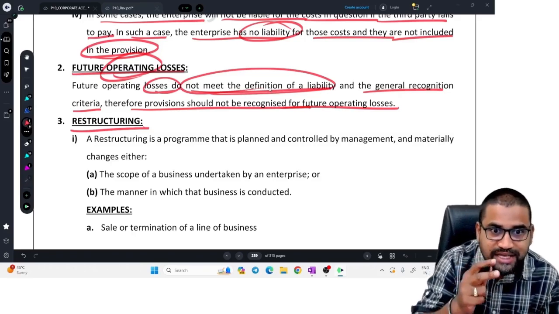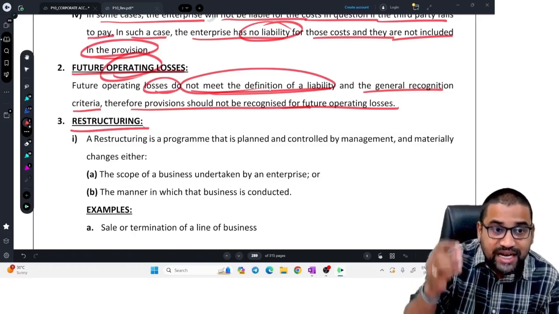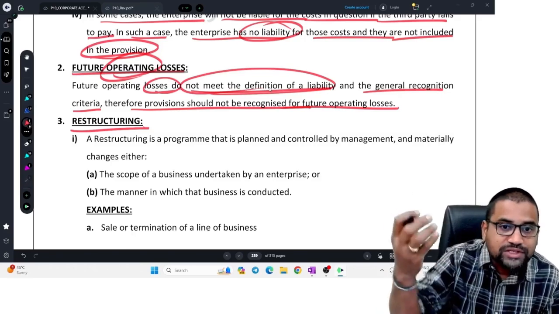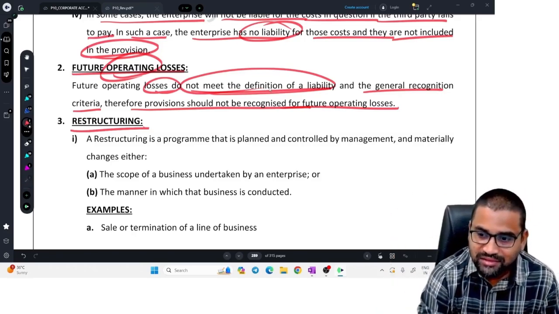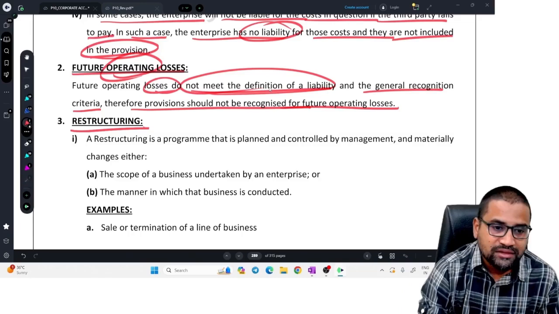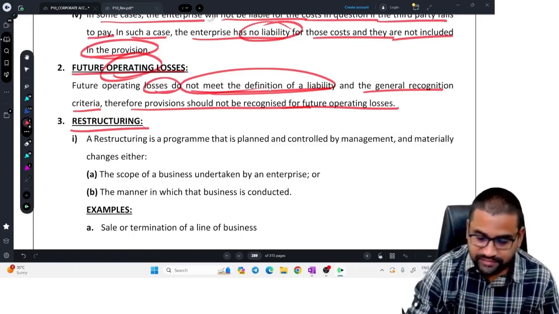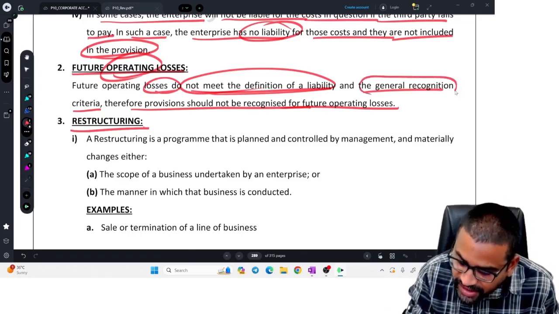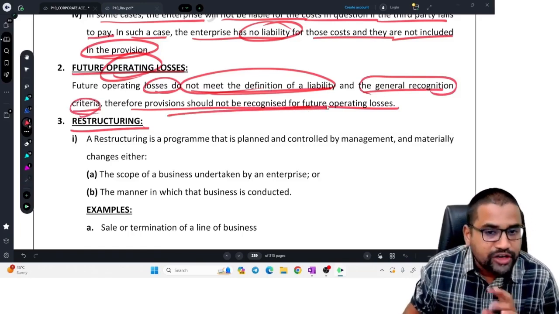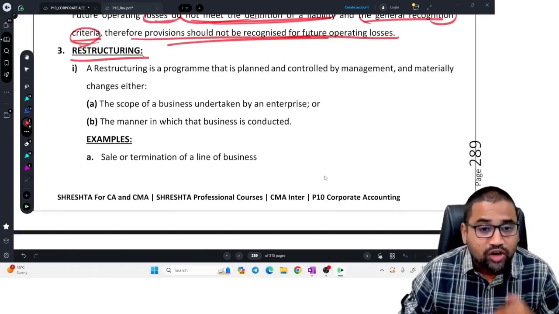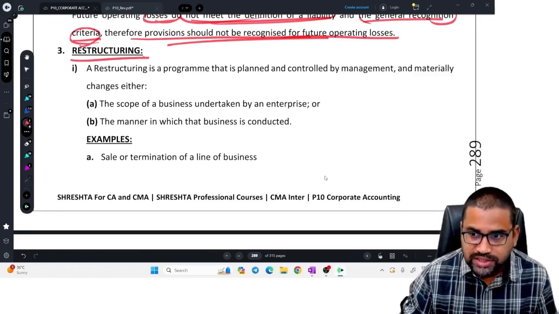Because liability says there is a present obligation arising from past events and we are expecting an outflow of resources to settle this obligation. We are expecting the settlement of this. And the general recognition criteria is also failed. Therefore, we will not recognize any provision; we are not allowing any provision for future operating losses.